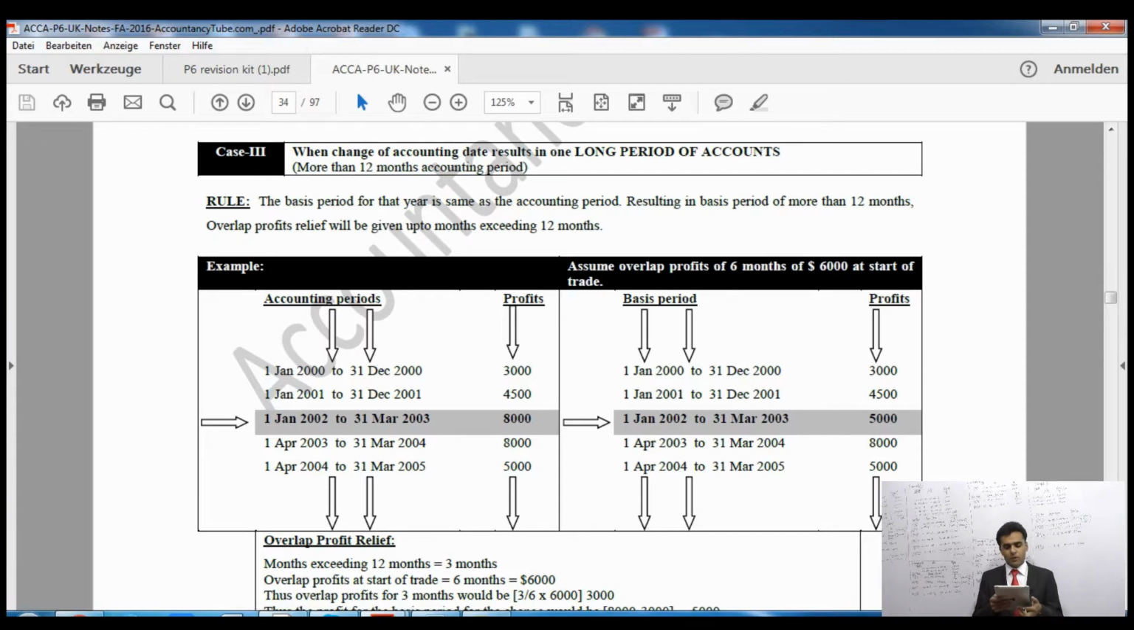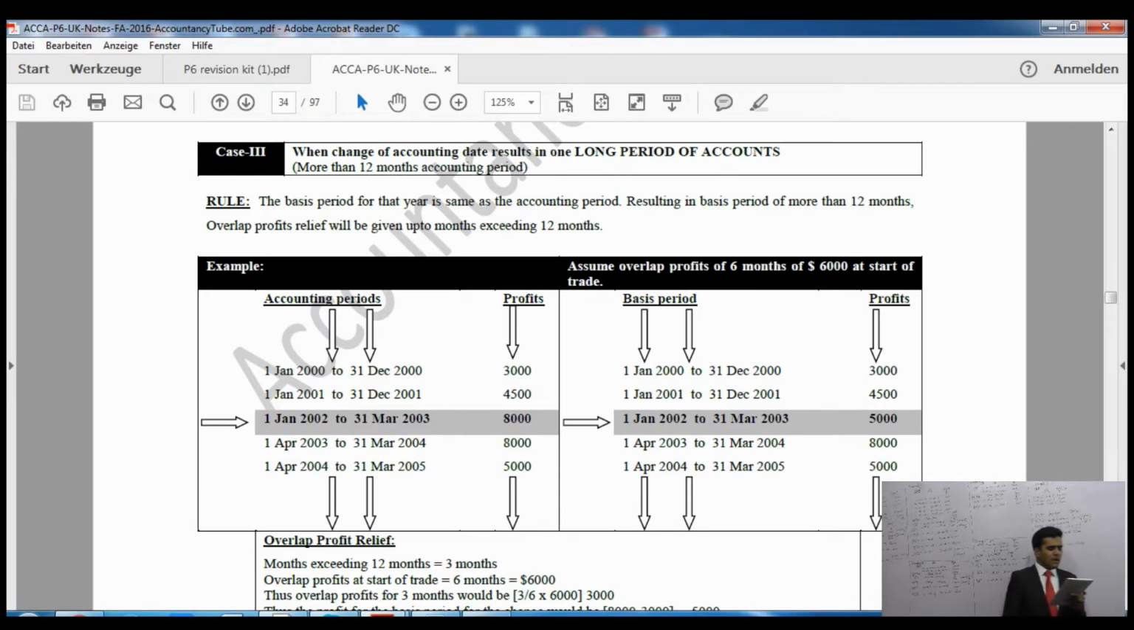But we will give the relief for the overlap profits. The overlap profits of the months exceeding 12 months are 3 months long. We know that already, the overlap profit for the 3 months is $3,000. So the profit was $8,000, but we will have to deduct 3,000 out of the profit. So the remaining is going to be 5,000. That's what is written on the right side. All right. So that is the scenario when a change resulted in a more than 12 months long accounting period.